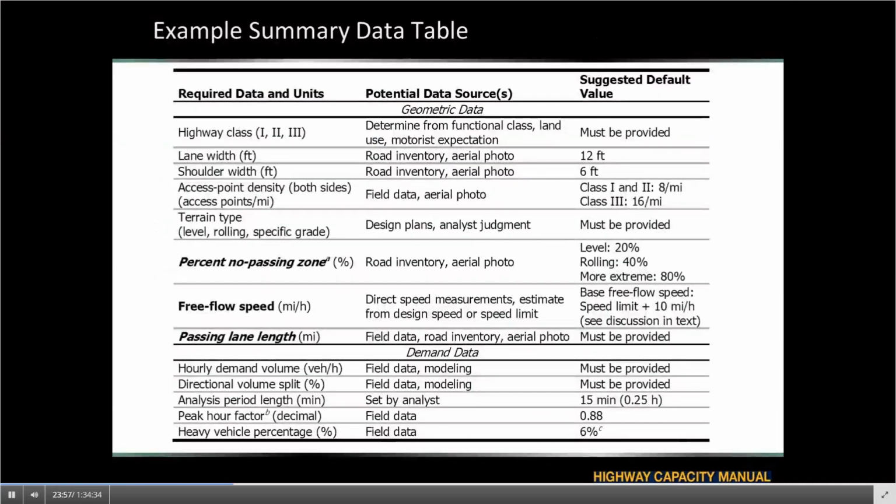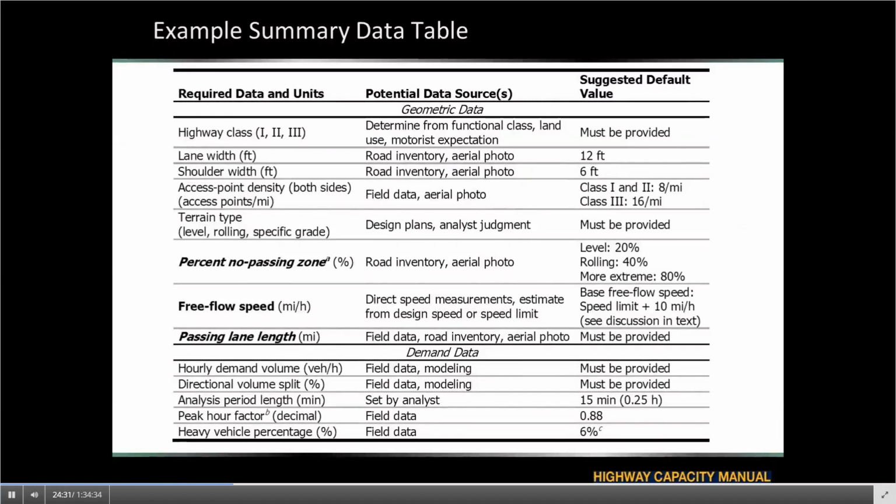The summary data table accompanying each method is designed to provide a one-stop resource for determining a method's data needs. The table for two-lane highway motorized vehicle analysis is depicted here. The table identifies all required input data in their units, lists potential sources for these data, and identifies which inputs can be defaulted and which must be specified by the analyst. The majority of inputs can typically be defaulted, although for the most accurate results, it is preferable to supply specific values whenever these can be obtained.